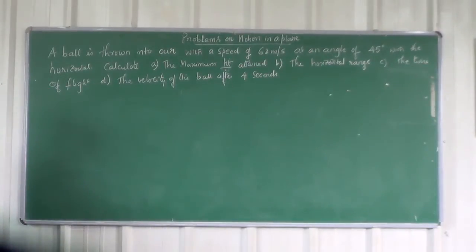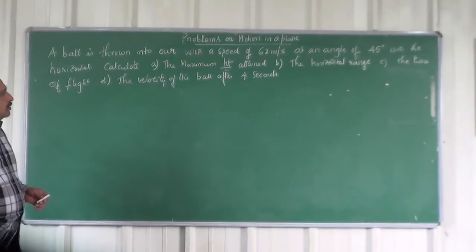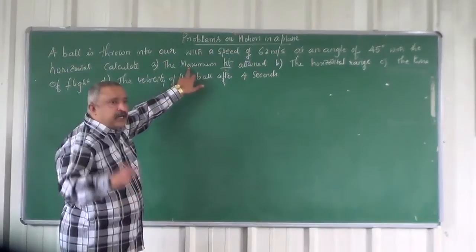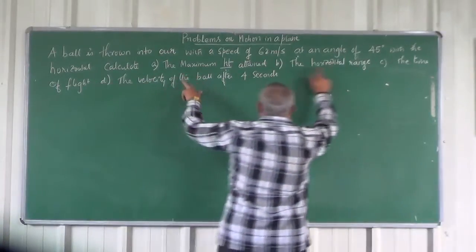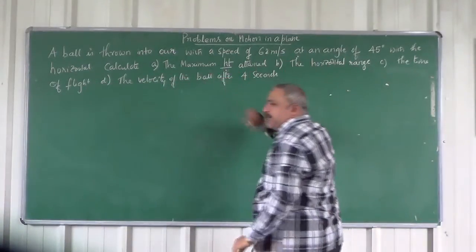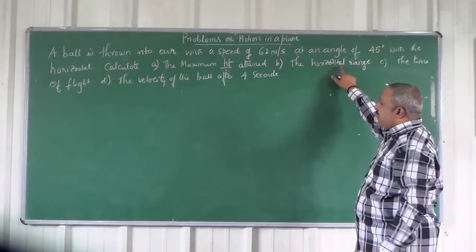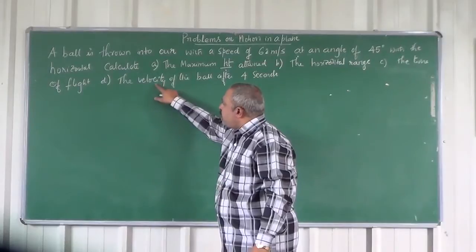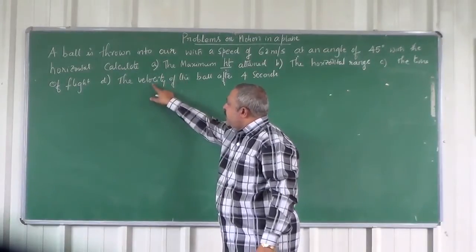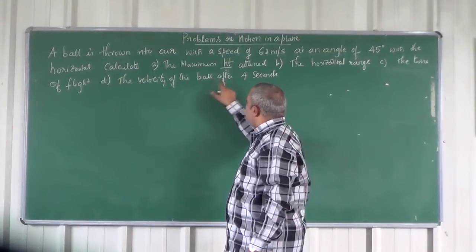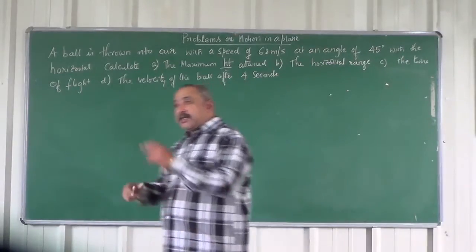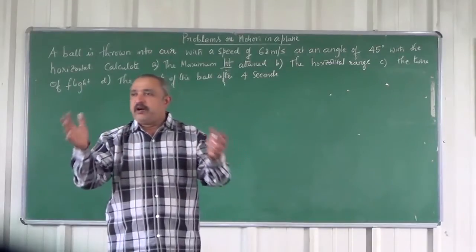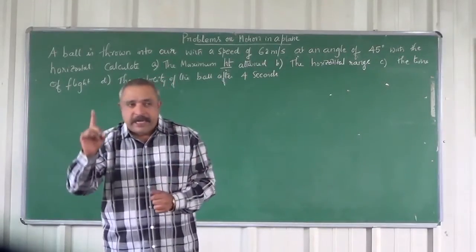See, in the examination, the problem for 5 marks will usually consist of finding the first 3 data: maximum height attained, horizontal range, time of flight. But in this problem, the 4th data, that is, you need to find the velocity of the ball after 4 seconds. That itself is a separate problem for 5 marks. But I have included 2 problems in one single problem.